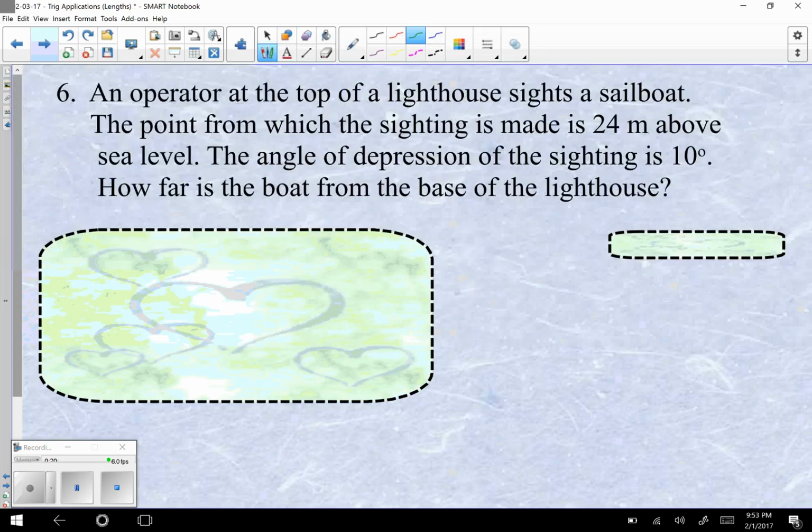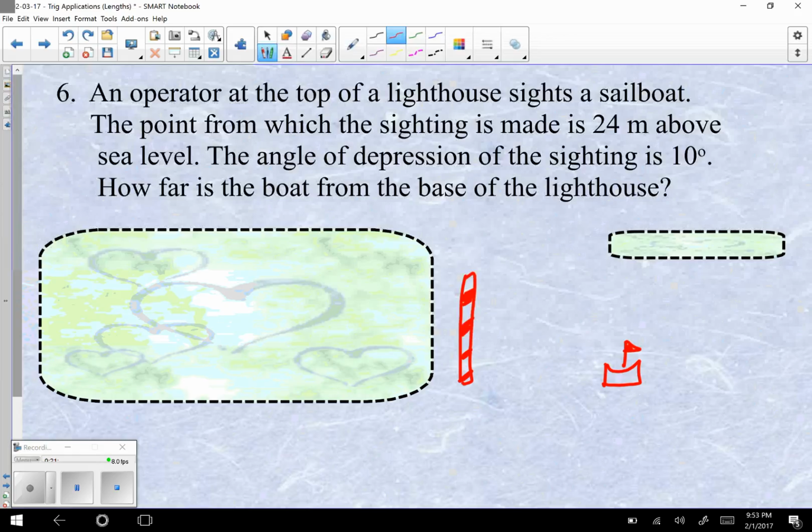All right, so I'm going to draw a little picture over here because I think you guys need to see. So you got this lighthouse right here. They're usually red and white, so I'm just going to make mine striped so it looks like a lighthouse. Anyways, you get the idea. The operator spots a boat out here. Here's my boat. I'm not an artist.